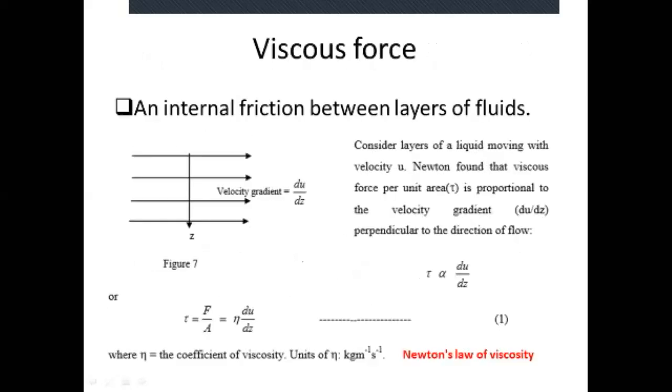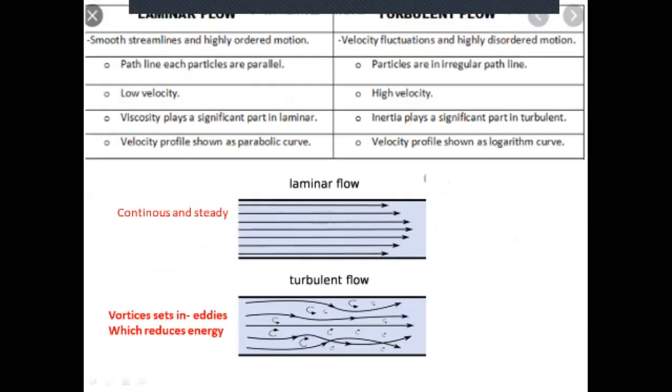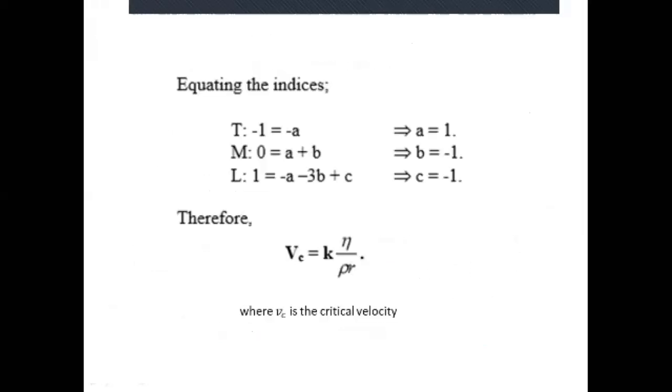As you can see in this diagram here, the particles can move from one layer to another. But since the velocities are not the same, there is a transfer of momentum between the layers.